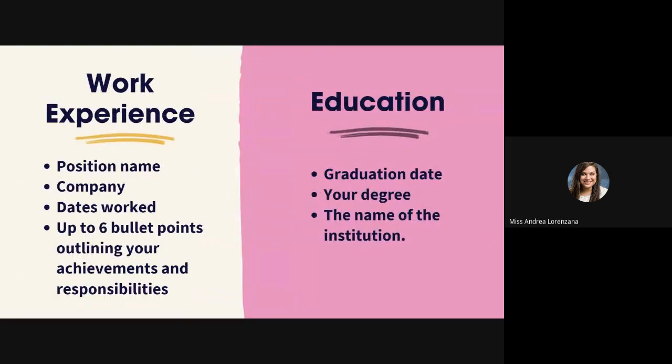Now, in the part of work experience and education, for the work experience, you must have, yes or yes, the position of the name, the company, dates you worked, and no more than 6 bullet points to outline which were your responsibilities. Now, in the part of education, you have to work the graduation date, your degree, and the name of institution. This is really simple, but you must have all these aspects in order to have a professional CV.